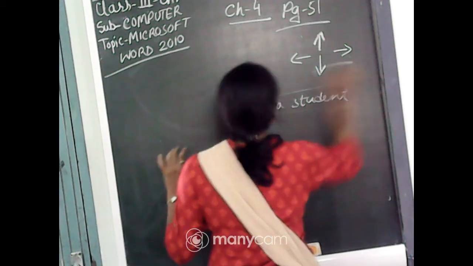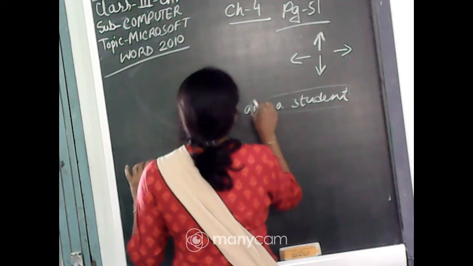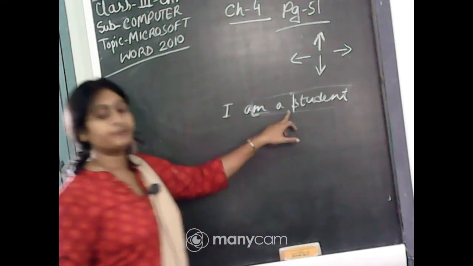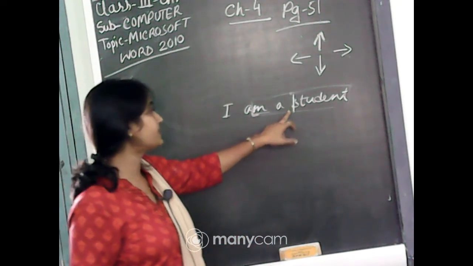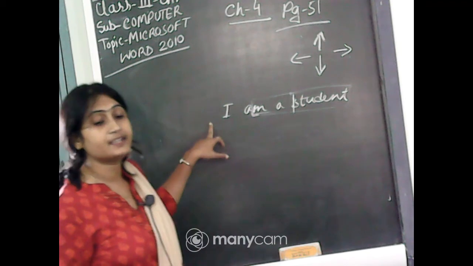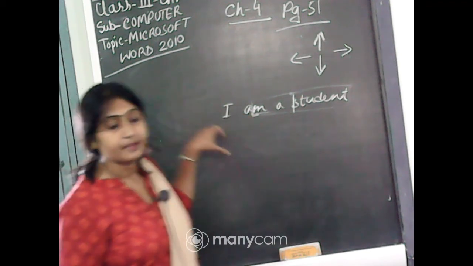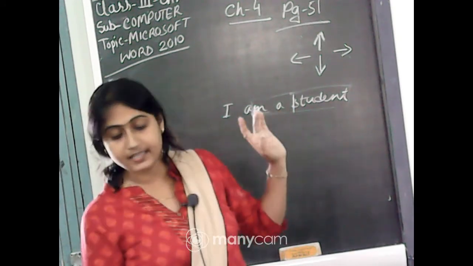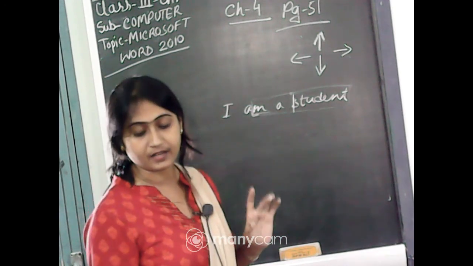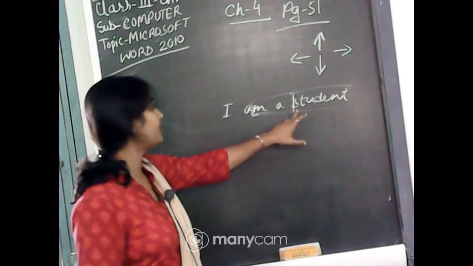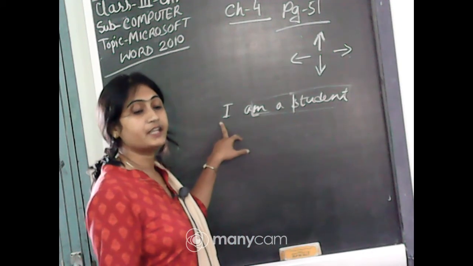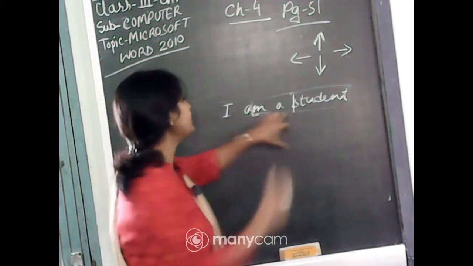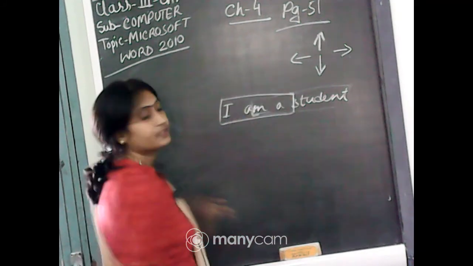Now suppose your cursor is here, before the S of student. If you want to select from the current position of the cursor till the beginning of the line, then press Shift plus Home, and this portion will be selected.